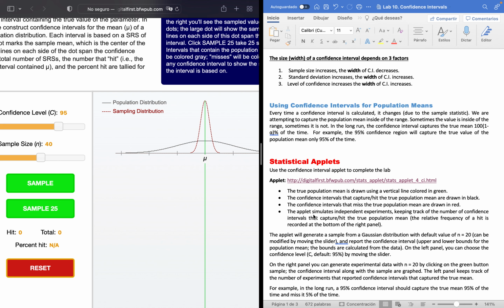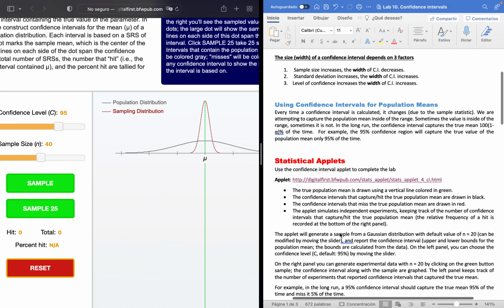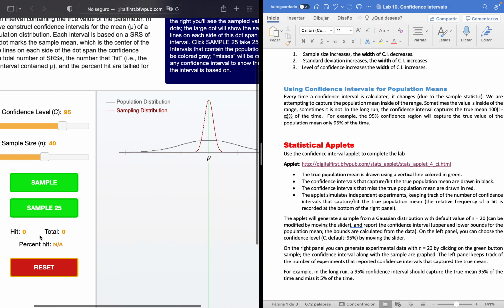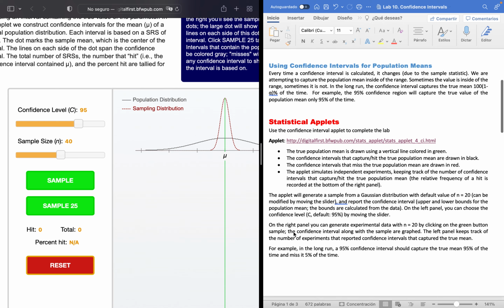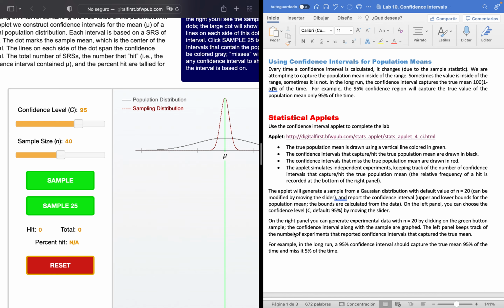The applet simulates independent experiments, keeping track of the number of confidence intervals that capture, or hit, the true population mean. The relative frequency of a hit is recorded at the bottom of the right panel, so we're going to be seeing that here. The applet will generate a sample from a Gaussian distribution with a default value of n equal to 20, but this can be modified, and report the confidence interval upper and lower bounds for the population mean.